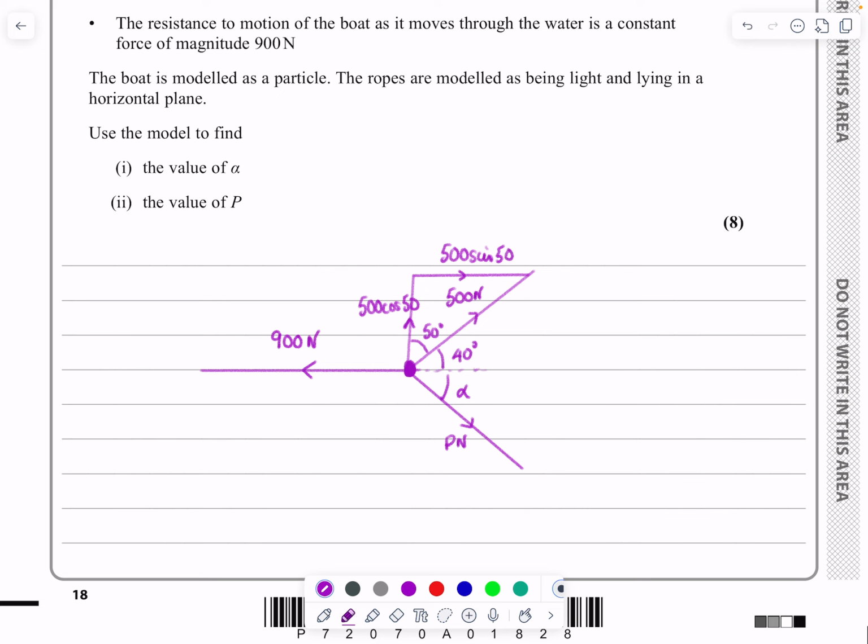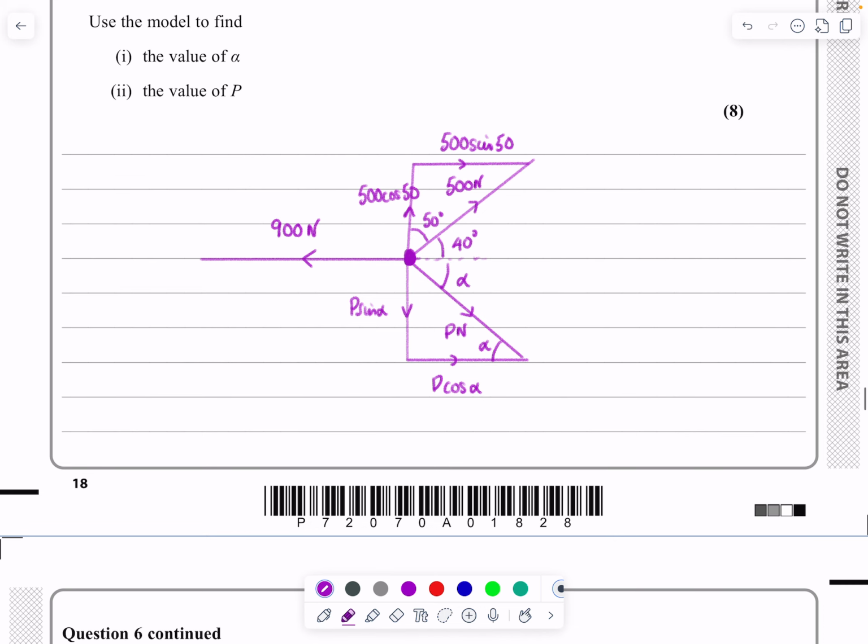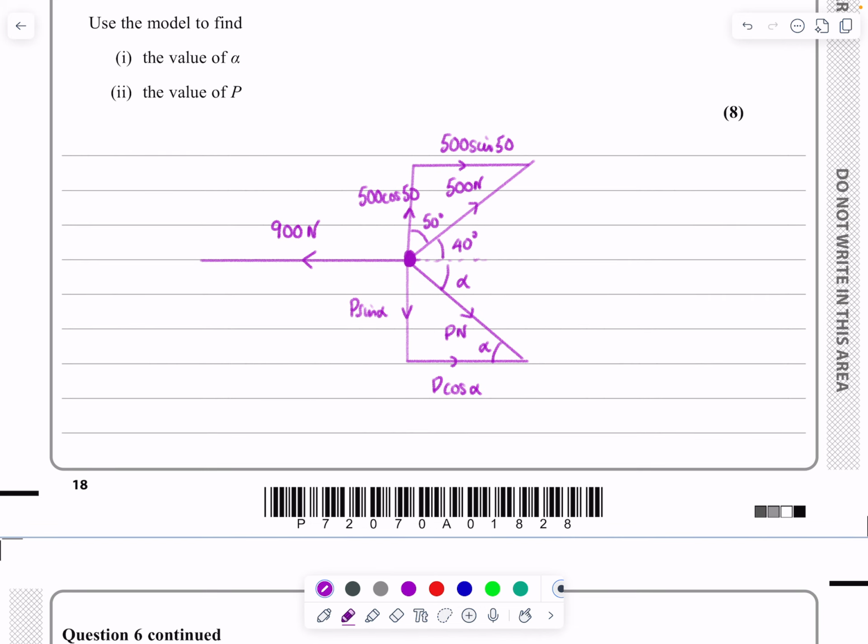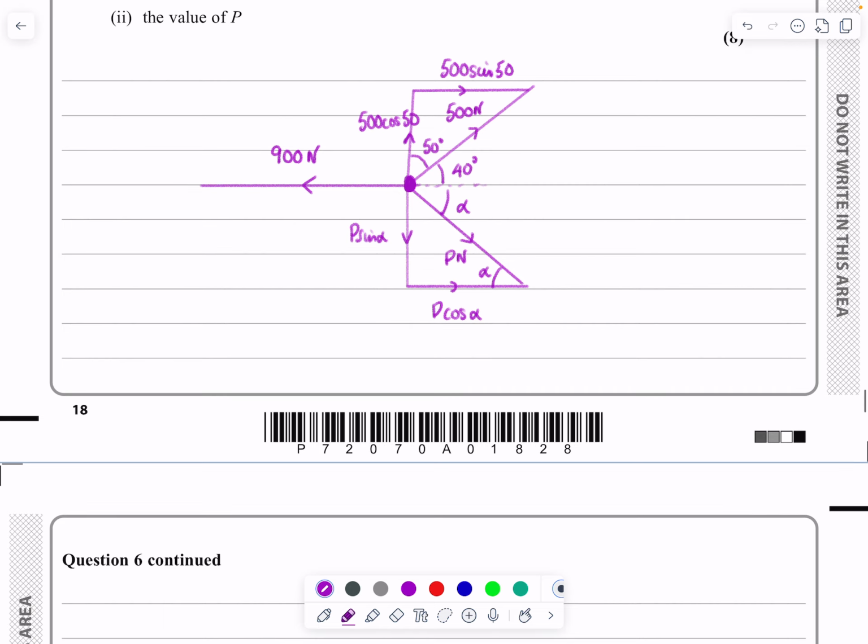If we do exactly the same thing with our P, well, if that angle there is alpha, then that angle there is alpha. So I'm going to have P sine alpha going down there and P cos alpha going in that direction. So most of the work's been done in doing that. Remember, constant velocity equals no acceleration.